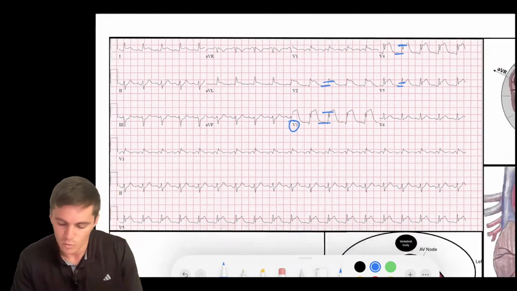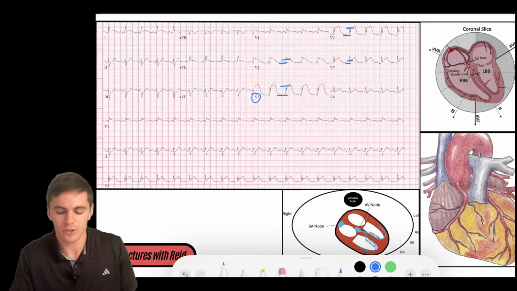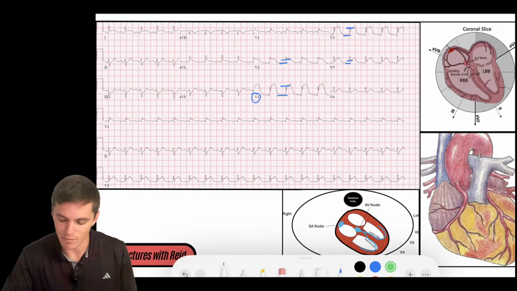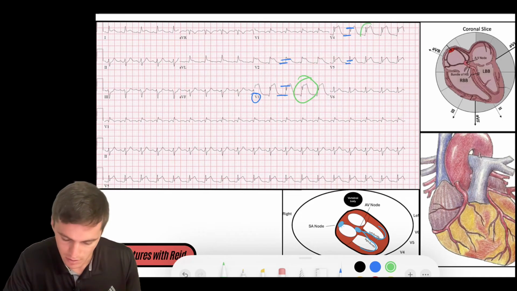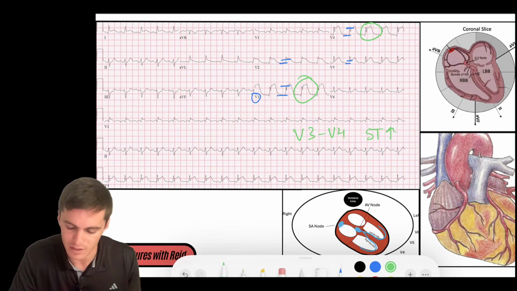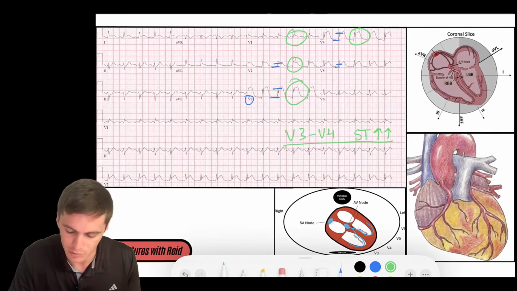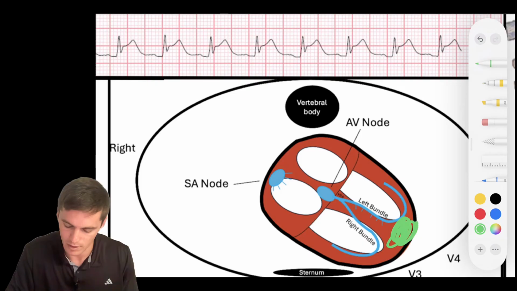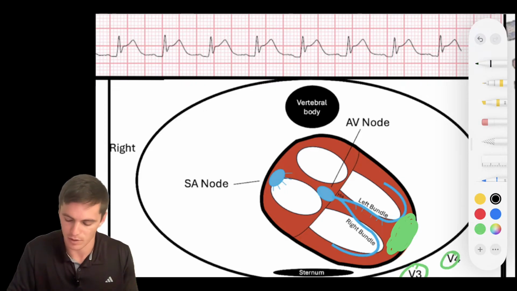And so where are we seeing the most ST segment elevation? The actual amount of ST segment elevation matters. So we see the most here, V3 and V4. So we've got V3 and V4 predominant ST segment elevation. We definitely have some in V2, and we still have a little bit in V1, but predominantly V3, V4. Remember that V3 and V4 record the anterior aspect of the myocardium.